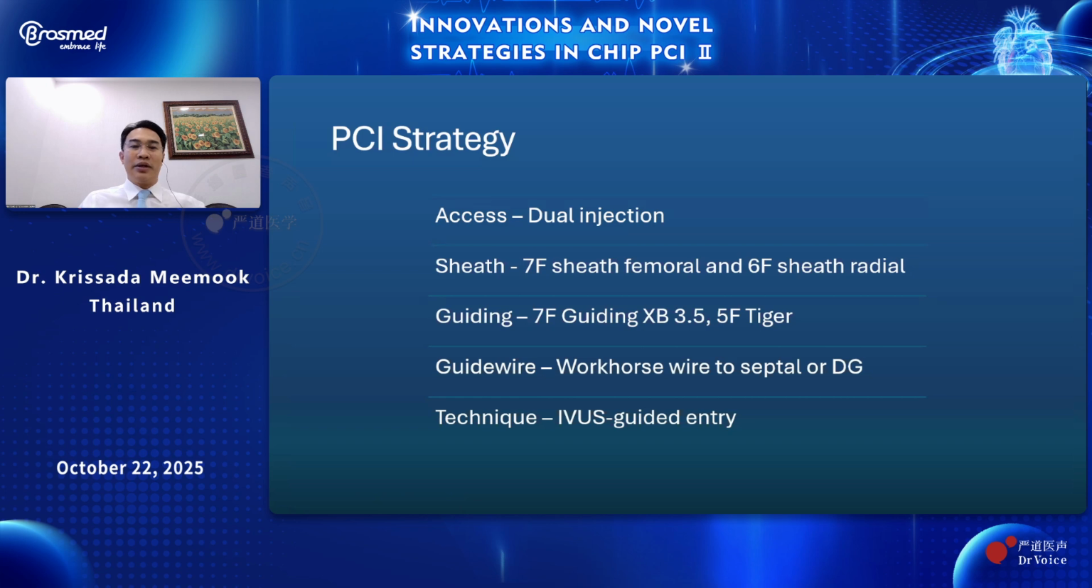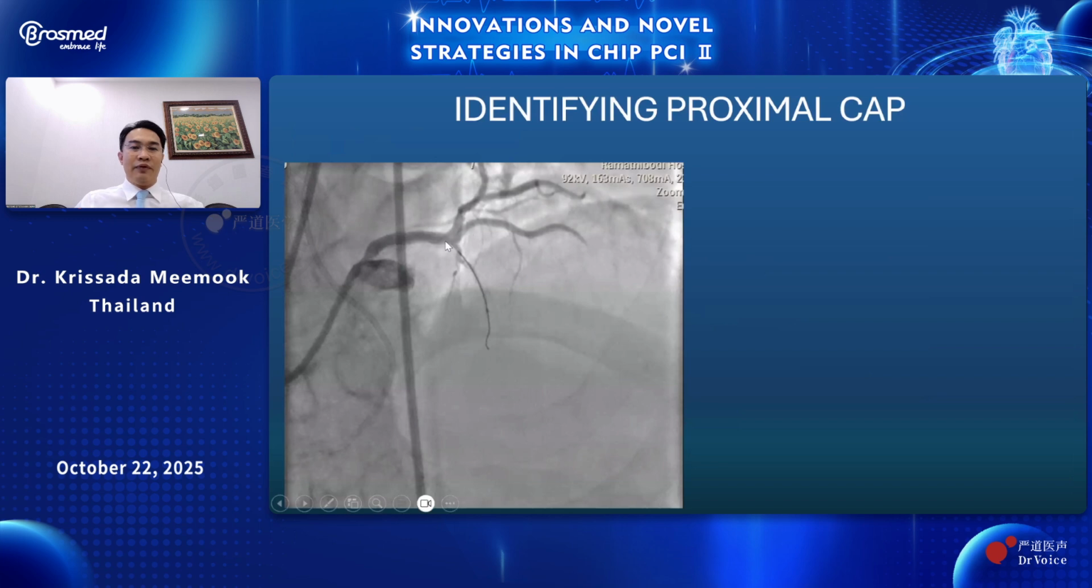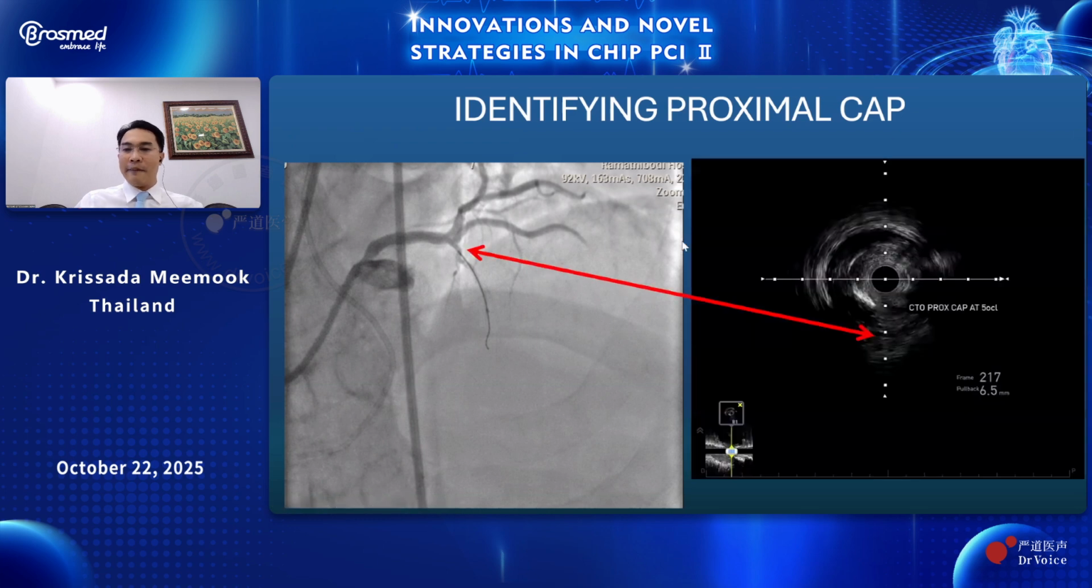Here we use dual injection and also 7 French sheath and guide catheters. We put the workhorse wire into the septal or diagonal, and we try to use the IVUS guide for entry cap puncture. First, we put the wire into the diagonal, and we cannot see the proximal cap, so we changed to put the Zhanying wire into the first septal branch, and we put the IVUS catheter, the OptiCross IVUS, into the septal branch. On the IVUS, we can see the proximal cap right here.